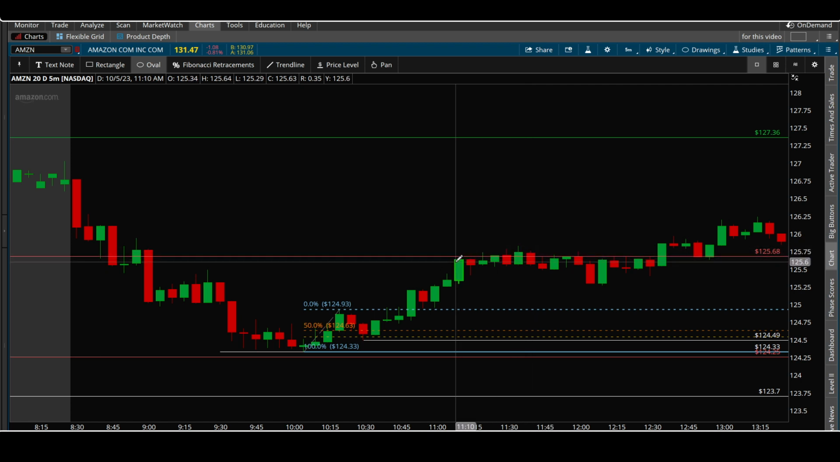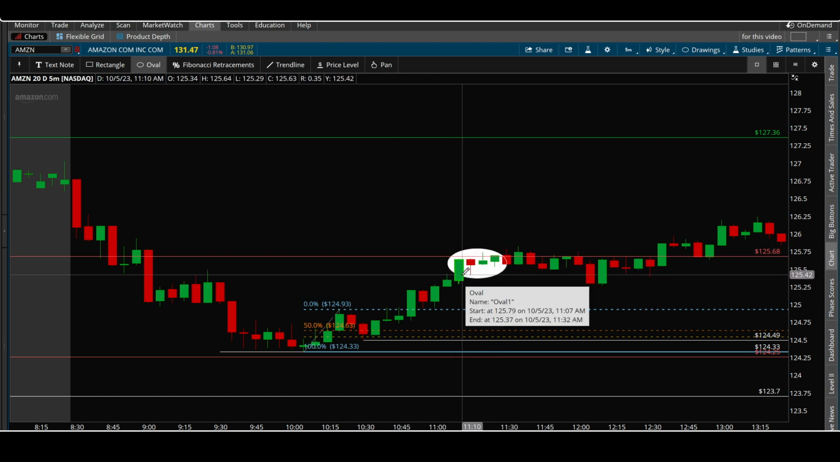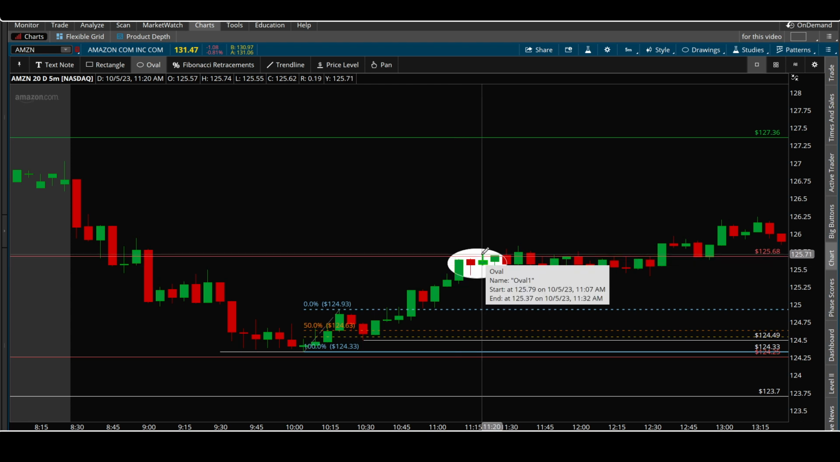Again, it's not always going to be perfect. Sometimes we're going to stop short. But in a perfect scenario, yes, you want to aim for that target. You want to sell as momentum pushes into it. We don't care if it perfectly hits it or not.